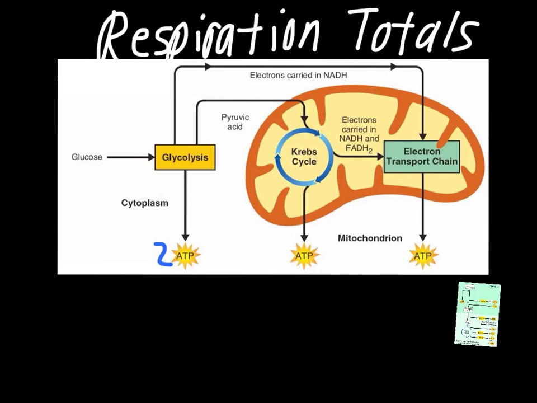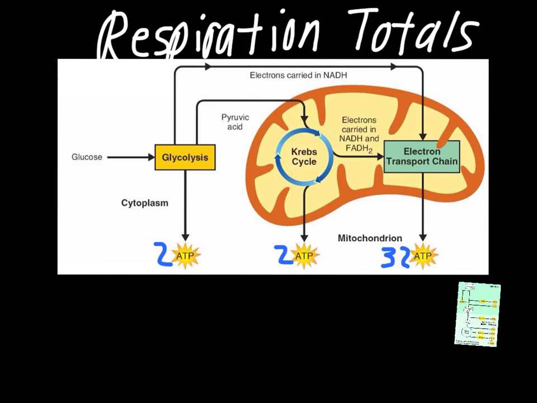From the Krebs cycle, if you remember, each pyruvic acid that goes through there produces 1 ATP. So altogether, since there are 2 pyruvic acids from glycolysis, we get 2 ATP directly from the Krebs cycle as well. Now, the last number is where things start to get a little ridiculous. From the electron transport chain, we're getting a total of 32 ATP.